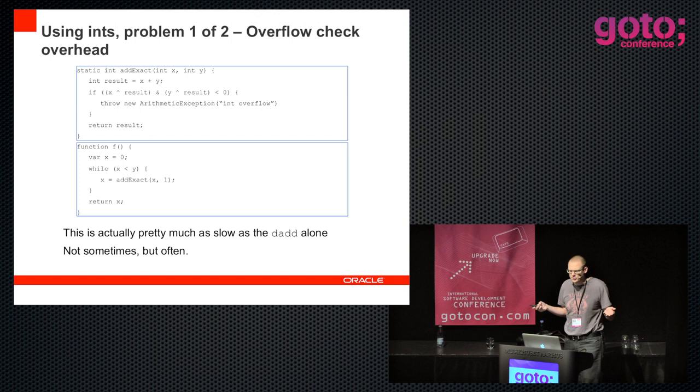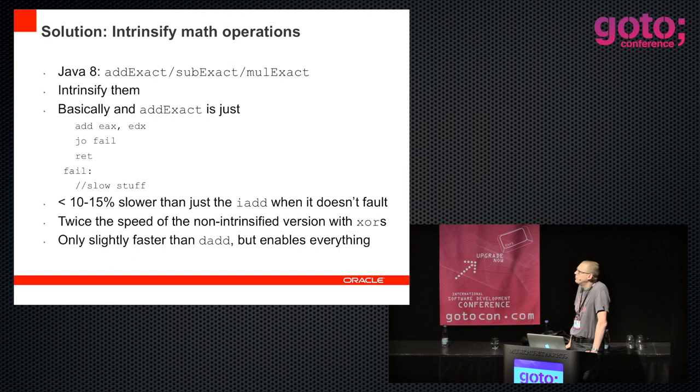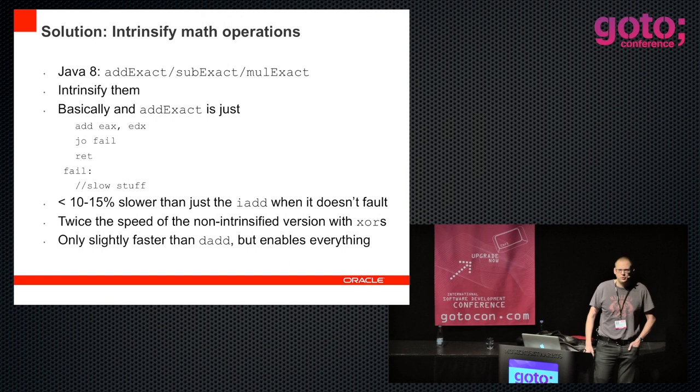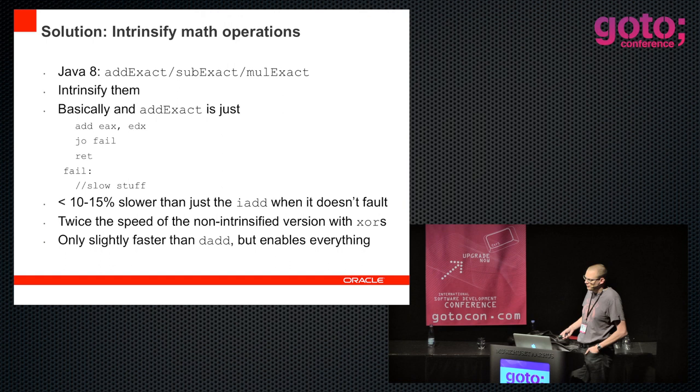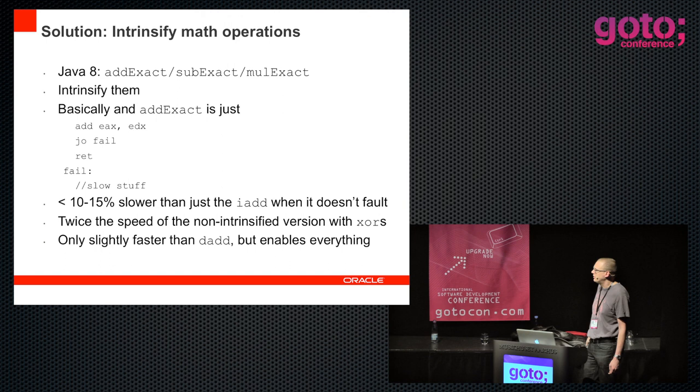So this was depressing to discover, but it could be solved, because this addExact function is copied verbatim from the Java class libraries. java.lang.Math has them in 8. It has operations for adding, subtracting, and multiplying things with overflow checks, and if it overflows, it throws an arithmetic exception. So we could intrinsify them, because if you look at what the optimal assembly for addExact would be, it's just an x86 add instruction, a jump on overflow to a failure place that throws the exception, and otherwise return whatever the sum was.